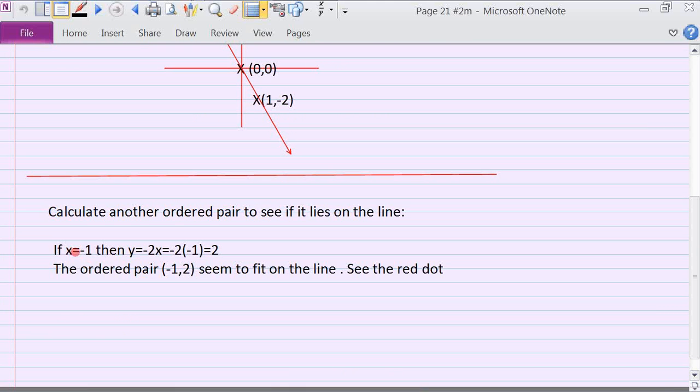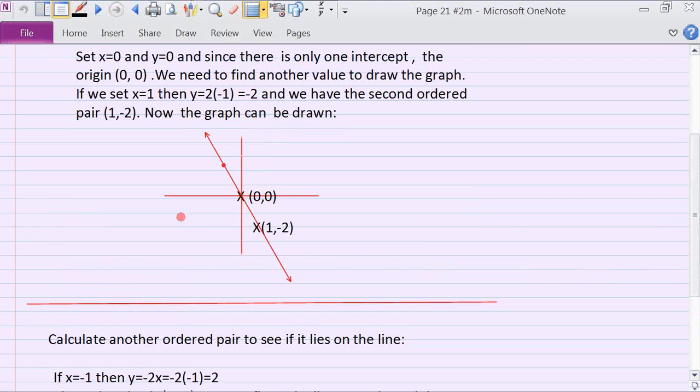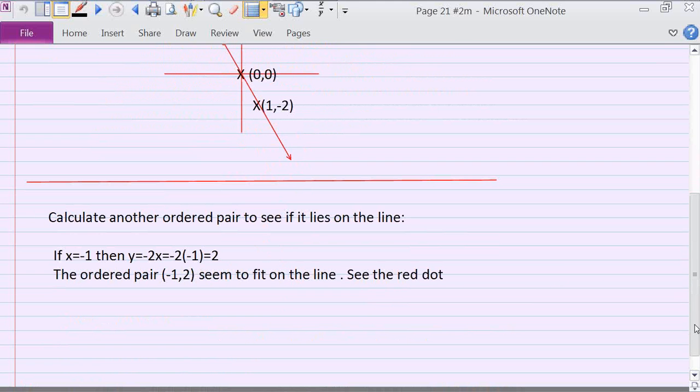with the point x equals minus 1. When x equals minus 1, y equals minus 2x, minus 2 times minus 1, which is plus 2. So the ordered pair, minus 1 comma 2, seems to fit on the line, and let's take a look at that. Does it fit on the line? Okay, here's the point right here, which is minus 1 comma 2. Minus 1 comma 2. Yes, that does seem to fit on the line.